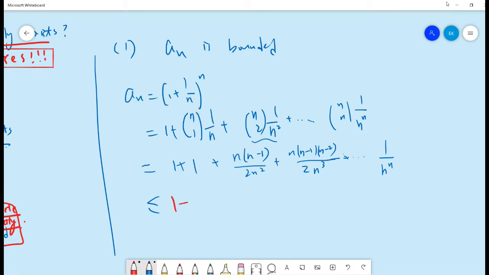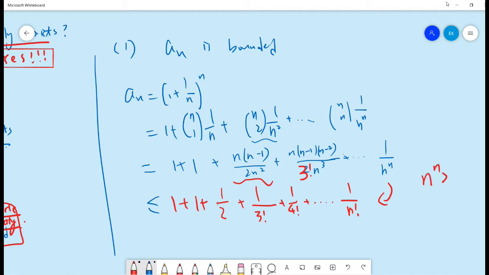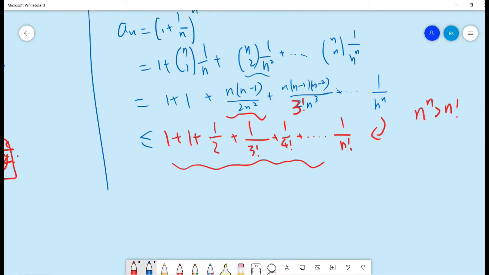So how can I show it? I just want to replace with a half, because this is less than n squared minus 2n squared. Oh, sorry, this is 3 factorial. So this is less than 1 over 3 factorial, and then keep going. Now I can show this, because from this one you can obviously see that n to the n is larger than n factorial. So this is the obvious upper bound.